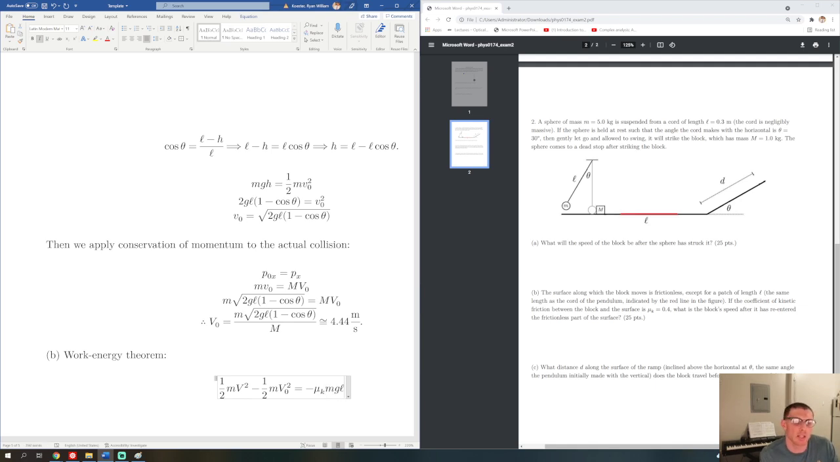But this is what we have, and again, we can go through. We'll clean this up a little bit. We'll just multiply both sides by 2, and cancel the masses while we're at it.